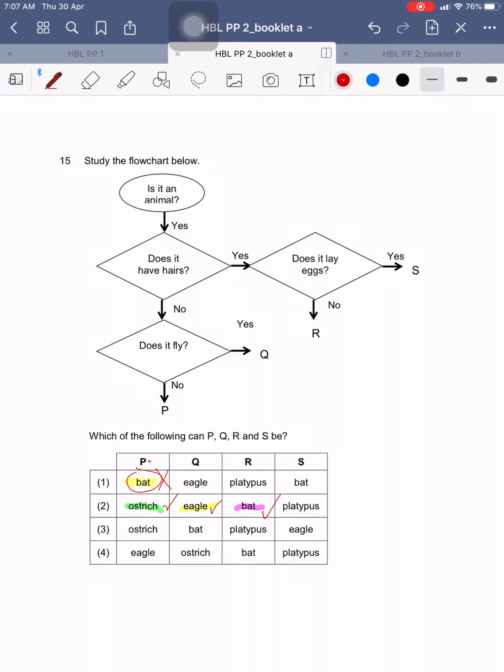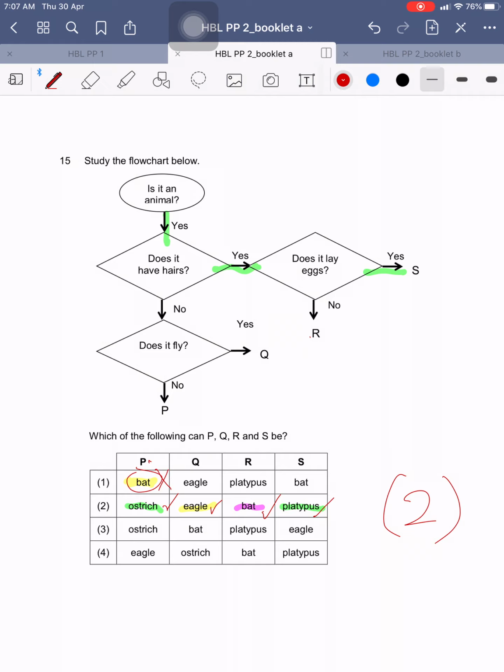Okay, last one. Platypus. Does it have hair? Platypus is a mammal, so it has hair. Does it lay eggs? Yes. So this will be correct. So option 2 is the correct answer.